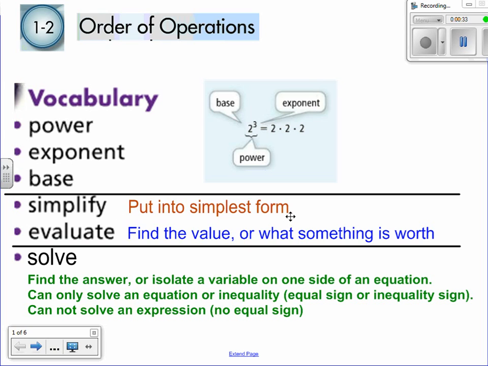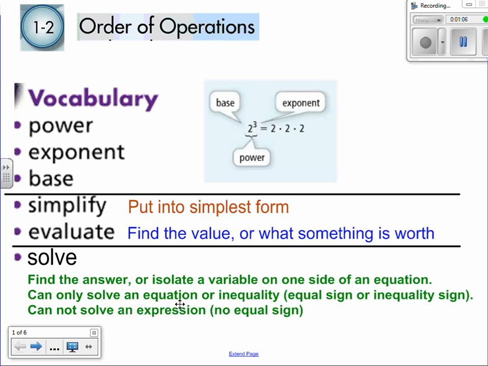Simplifying means to put it into simplest form. You already knew that. Evaluate means find the value of, or what something is worth. And solve, I think there's a lot of confusion over solve. Solve means find the answer, or isolate a variable on one side of an equation and everything else is on the other side of an equation. You can only solve an equation or inequality, and that has an equal sign, or an inequality sign, like greater than, less than. You cannot solve an expression which doesn't have an equal sign.